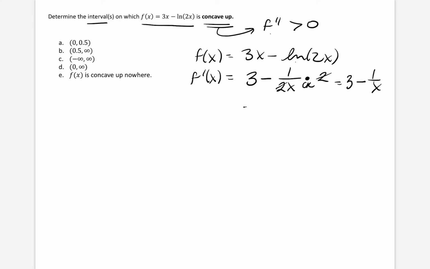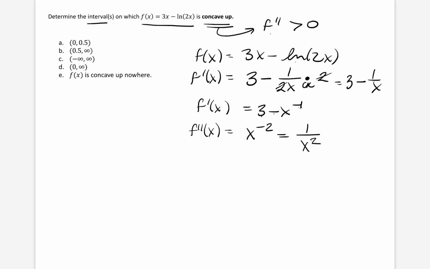Now let's rewrite that as 3 minus x to the negative 1 power so that we can take our second derivative. Our second derivative is going to be, well, the derivative of 3 is 0. The derivative of negative x to the negative first power is x to the negative second power. So that's going to be 1 over x squared.